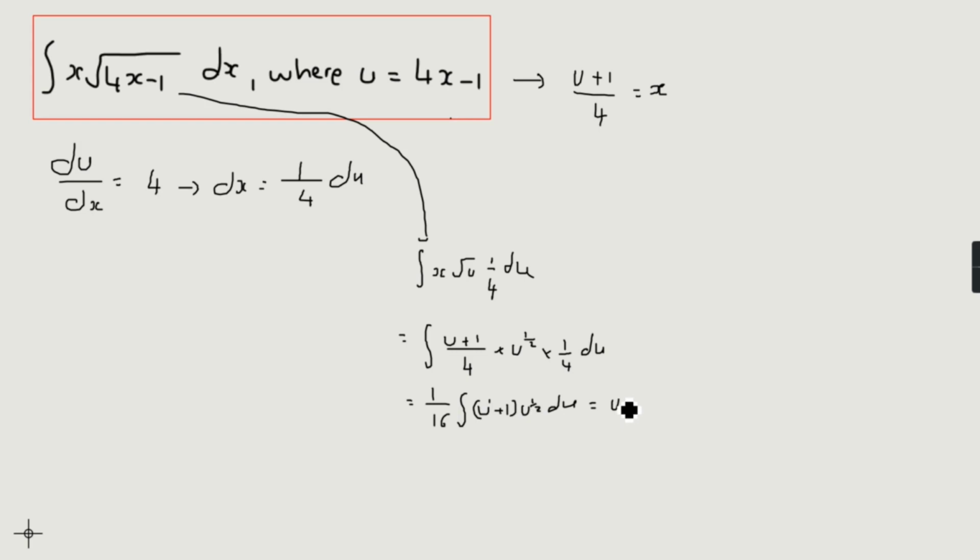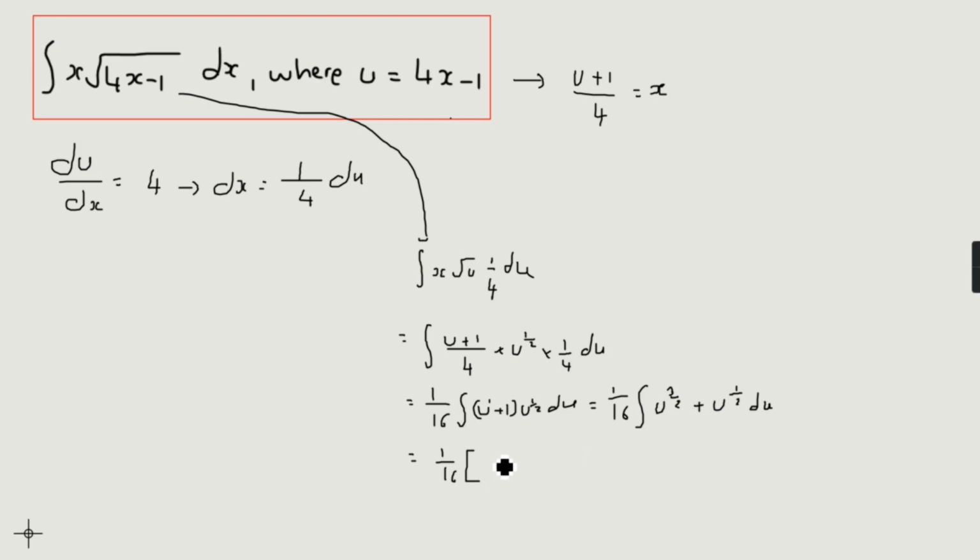So the integral is 1 over 16, the integral of u to the 3 over 2, and 1 times u to the power of 1/2, that's plus u to the 1/2 du. So what does that equal? Well, we've got 1 over 16, and then we've got u to the power of 3 over 2, that's quite easy.